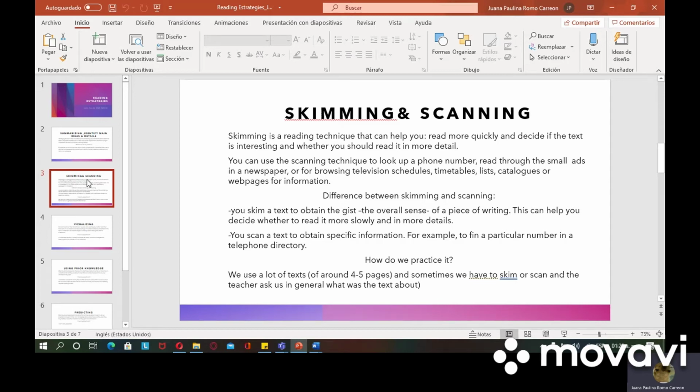For example, if you have a text and the teacher asks you, what does weather mean? You just have to scan for the word weather, and then you can see if that word is followed by a definition or an example of what it is, and then you can answer the question. That's how I get that definition. That's how I think it works.